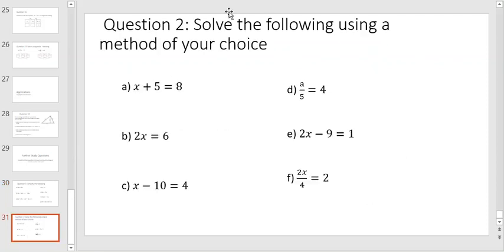And question 2, solve the following using a method of your choice. So solve these using your knowledge of solving equations. Please write these down as well, and I will check your answers in class.